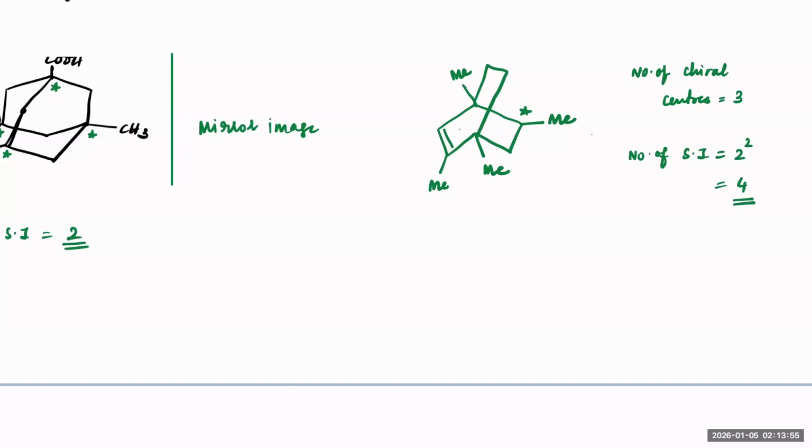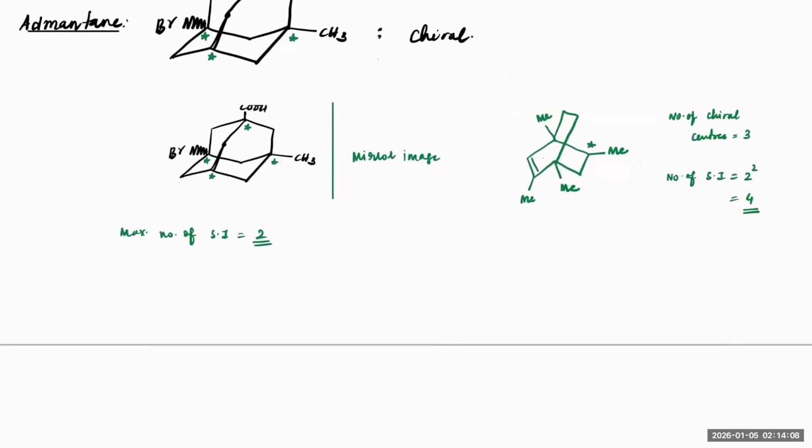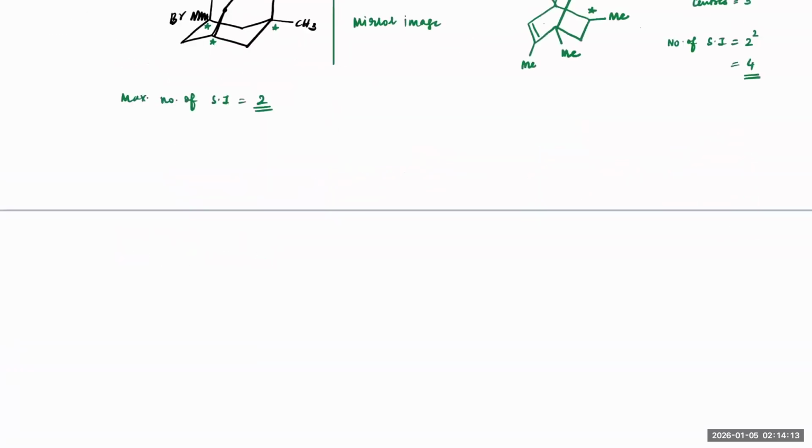Got it? You can't say 2, because here also there is a chiral center present on it. These are the types of cases that you need to go through. Now, let's take a few questions. How do we typically solve the number of chiral centers and stereoisomers for those kinds of cases?